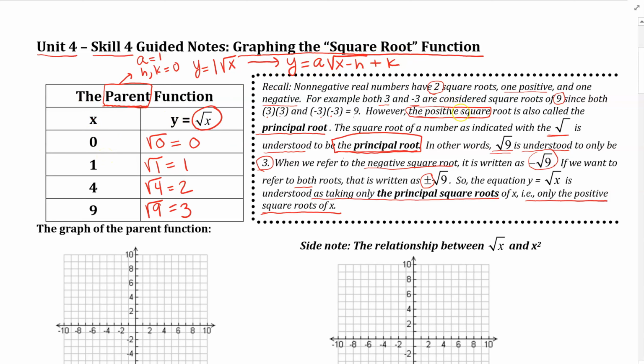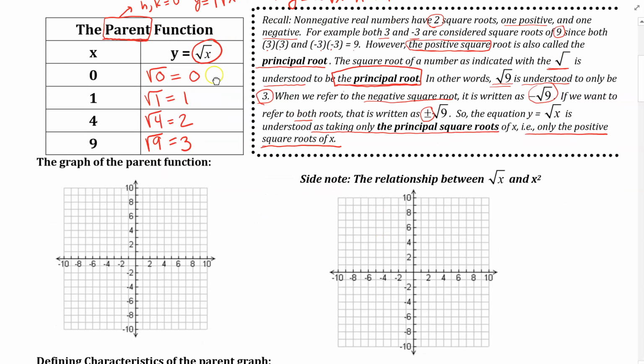In this square root function, we are using these understandings that we're only going to take the principal root, and we're only going to even plug in positive numbers to begin with. So let's plot those points and see what happens. So this would be the point 0, 0. This would be 1, 1. This would be 4, 2, and 9, 3.